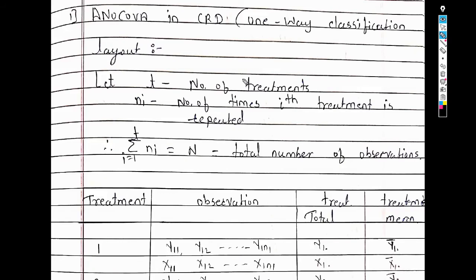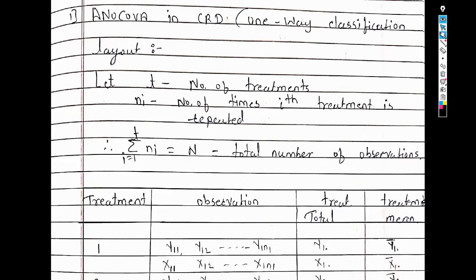Now we will discuss ANOVA in completely randomized design with one concomitant variable. Suppose we want to conduct an experiment, and in that experiment we consider t treatments, and ni is the number of times the ith treatment is repeated. So the number of observations in each treatment is ni. The summation of ni, i running from 1 to t, equals capital N, which is the total number of observations.